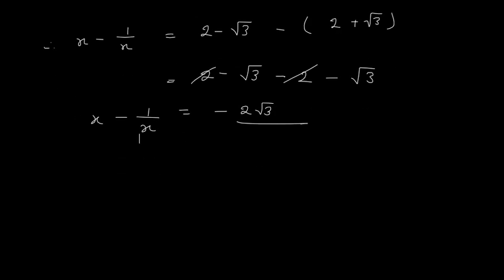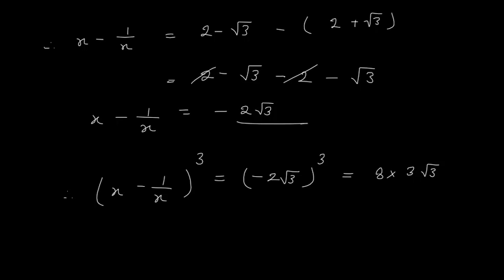So therefore x minus 1 upon x the whole cube is equal to minus 2 root 3 the whole cube. So minus 2 root 3 the whole cube will become 2 to the 4 to the 8, into this is 3 root 3, and minus power odd is minus, so it is minus. So this is minus 24 root 3. Isn't it a simple problem? Yes.